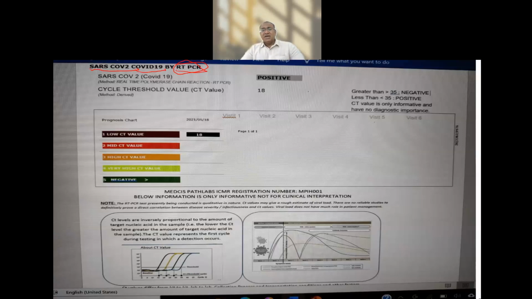So how do I read this report when it is in my hand and presented to me? Being a normal person not associated with the medical field, I just look at one point, whether it is positive. Then blindly I'll say, hey, you are a COVID positive person. But I need to do an analysis.